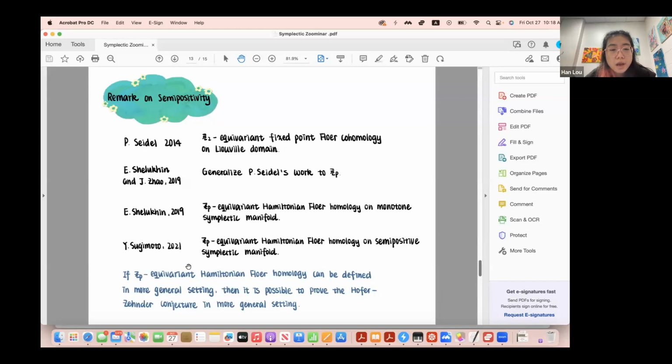And then if Z_p equivariant Hamiltonian Floer homology can be defined in a more general setting, then it is possible to prove the Hofer–Zehnder conjecture in a more general setting.